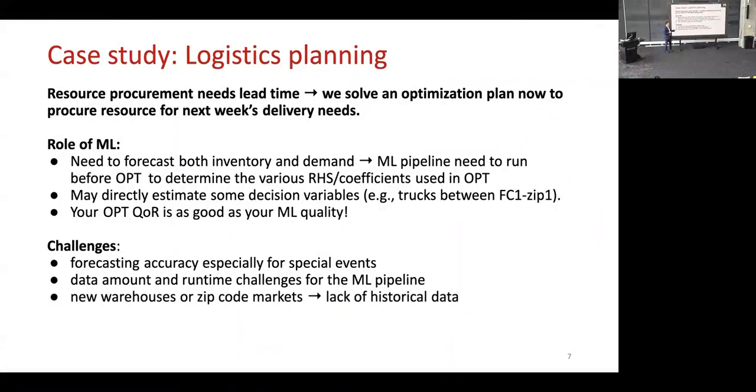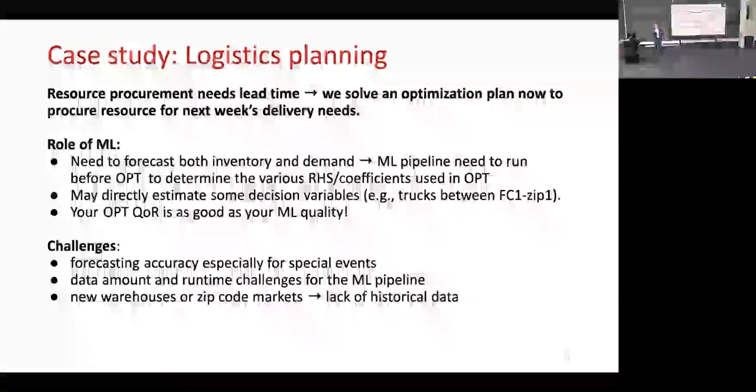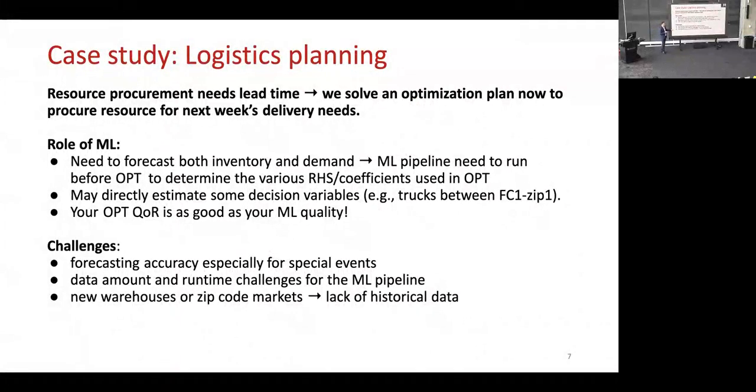Sometimes new warehouses pop up, or even zip codes. Believe it or not, zip5 codes are not static. They can actually grow, and there are new zip codes all the time. So in that case, if you get a new warehouse or a new zip code, how can I forecast the inventory snapshot in this warehouse when I don't have any historic data? How can I forecast the demand in that zip code, or even when the boundaries change? This area was part of that zip code, and now it changes to another zip code. So you might not have any data to forecast the right values for your optimization problem. So that's another challenge.